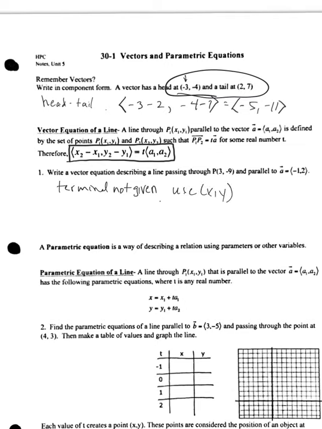So now we're going to call this just plain old x. Now remember, we're using the point, so now we do x minus 3, and then for the y values, we would have y minus a negative 9, so that's y plus 9. And you set this equal to, according to this definition up here, t, because we don't know, times a1 and a2, which is <-1, 2>. Now, t is your parameter.